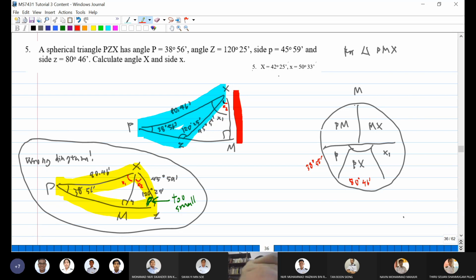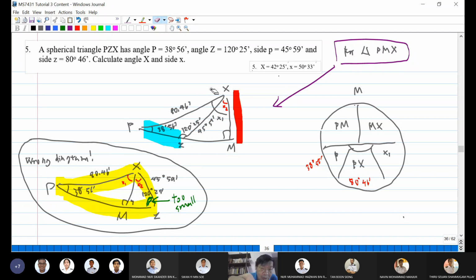Okay, let's look at this triangle here. In Napier's rules, you can go clockwise or anti-clockwise, it doesn't matter, but in this case I just happen to be using anti-clockwise. So MX here, and then PMX. Okay, PMX is a big triangle here. Concentrate on the big triangle PMX first.